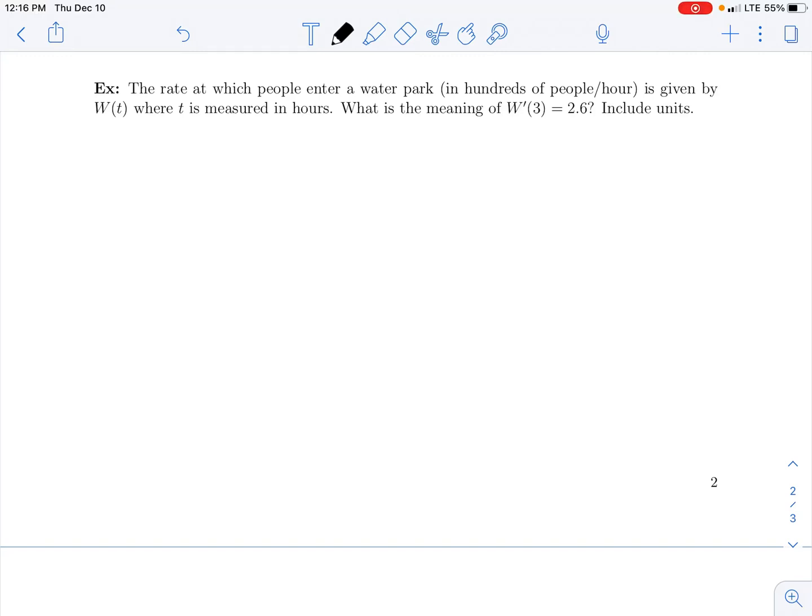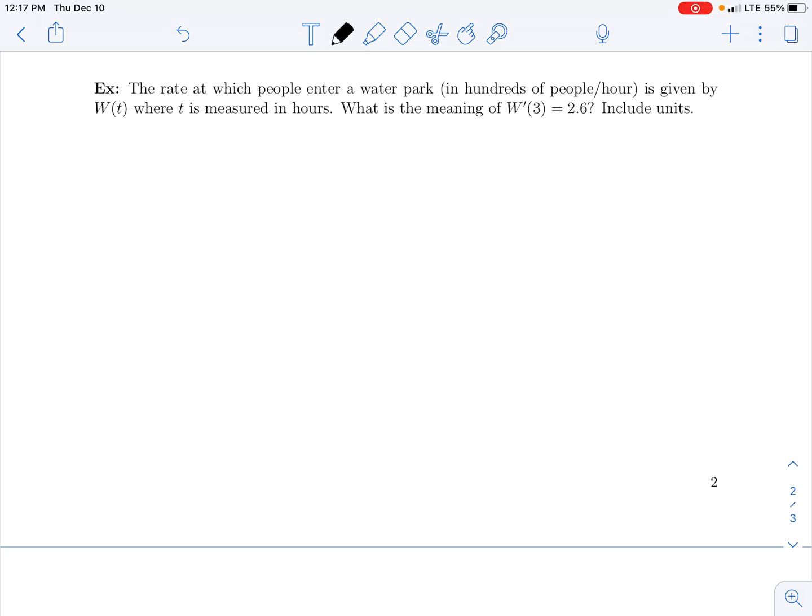Okay, so now let's look at this example. It says the rate at which people enter a water park in hundreds of people per hour is given by W of t, where t is measured in hours. What is the meaning of W prime of 3 is equal to 2.6? And I want to include units.